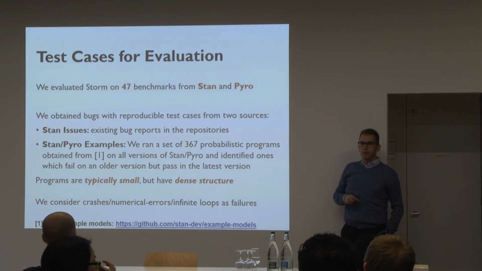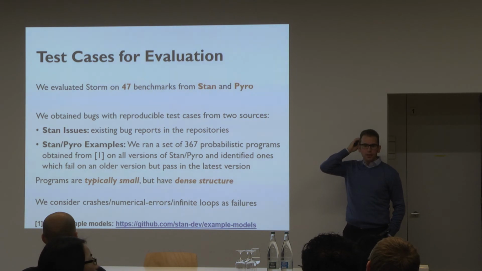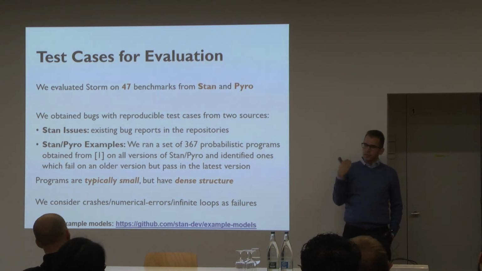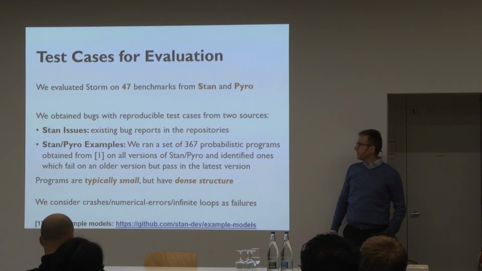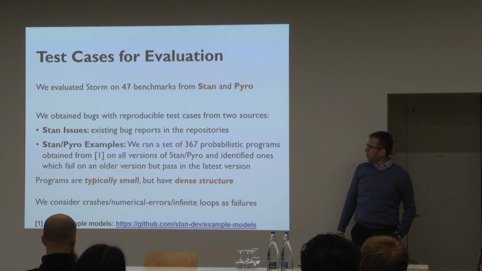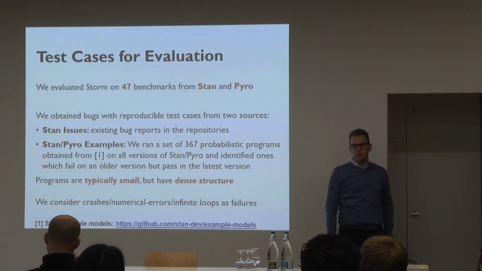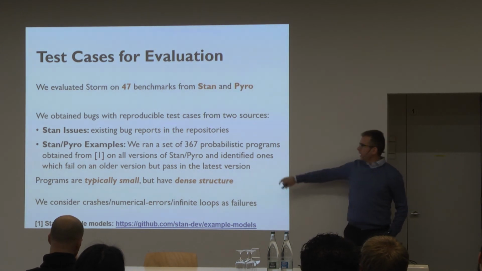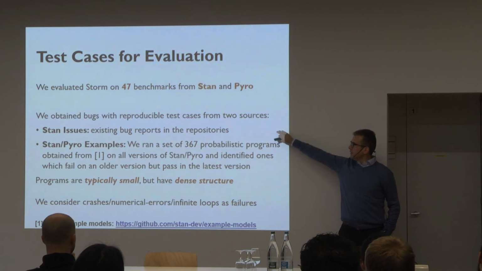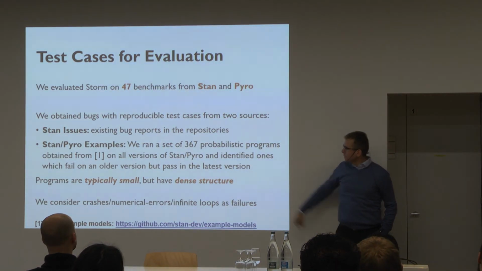There is actually a nice database of 367 Stan programs. So we translated them both in Stan and Pyro and looked at programs that result in an error in one version, but produce a nice result in another following version of the program. So that gave us some more test cases. And these are typically larger programs than this, because here the users would usually try to nail down where the problem may be.